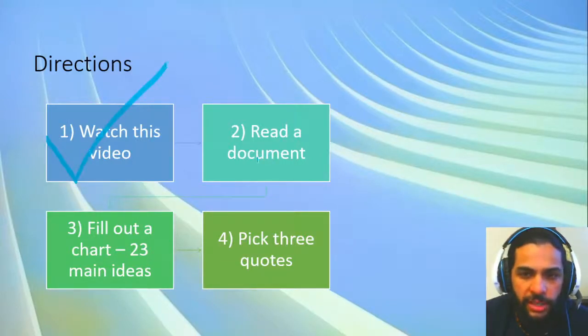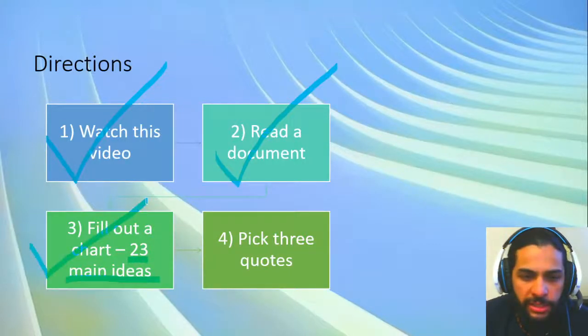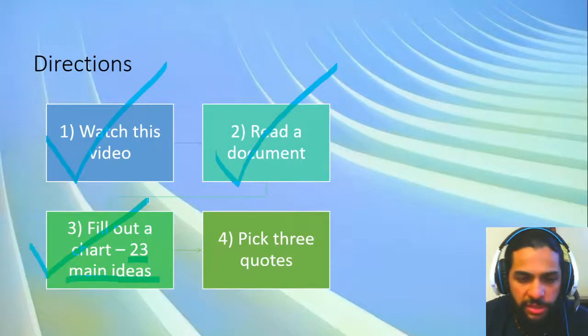That step is done. You're going to read a document, right? That document created by the UNHCR. The document is made to help governments prepare for refugees entering their country. All right, once you read that document, you're going to fill out that chart with 23 main ideas. Again, it sounds like a lot, but it's not going to take that long, especially since you're just taking notes, right? You don't have to write a whole essay yet. That's just note-taking, doesn't have to be complete sentences, all right?